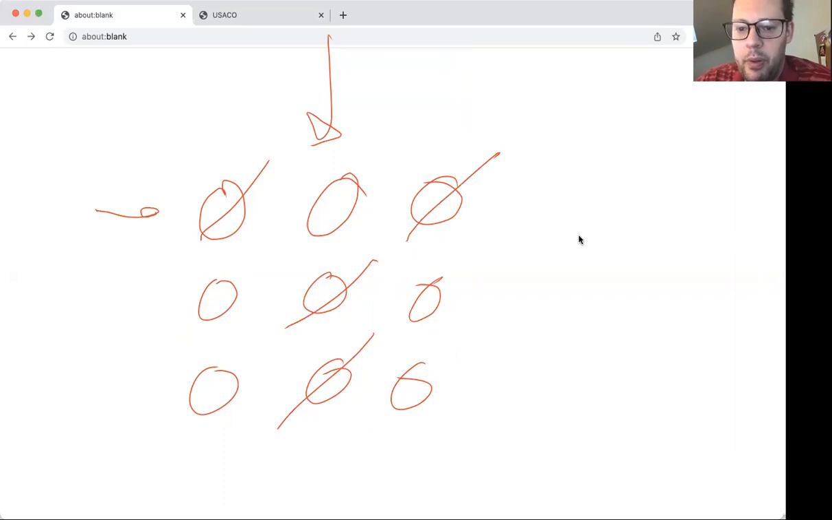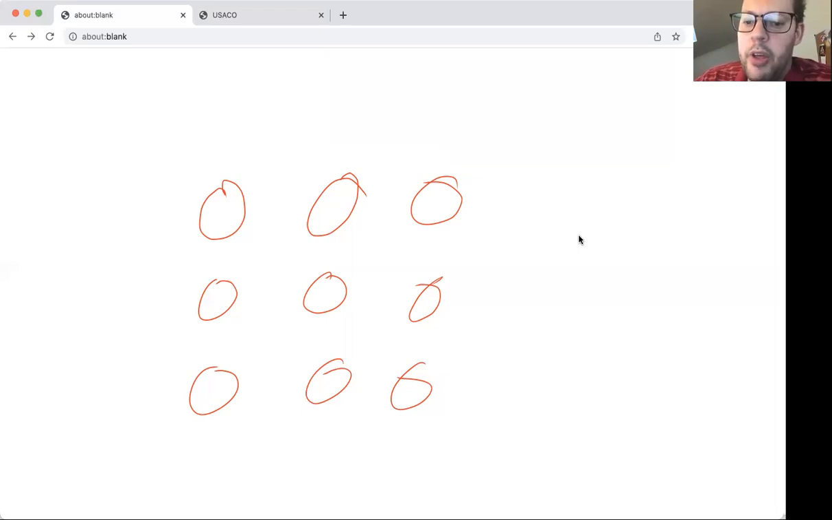We're going to unflip this one up here on the top left, which is going to go unflip, unflip, and flip. Oops, that one didn't erase. And then finally unflipping this last one, and we're back to our starting condition. So it looks like the order doesn't matter.